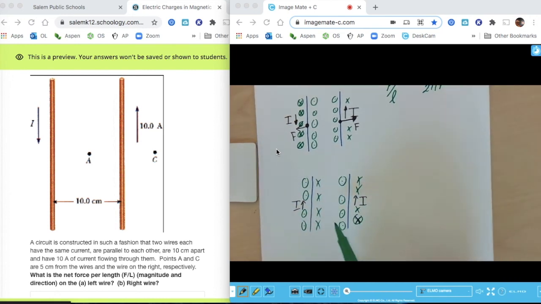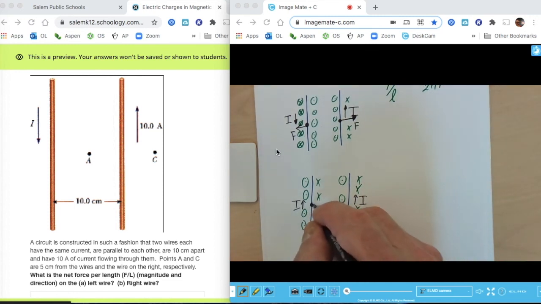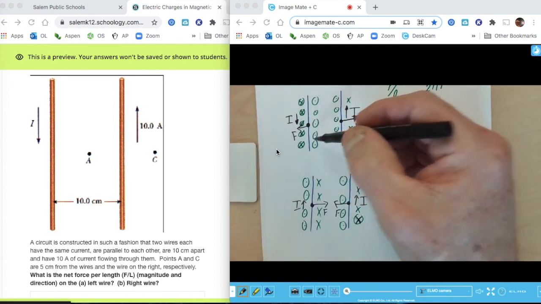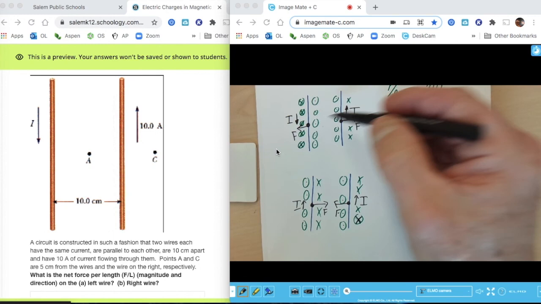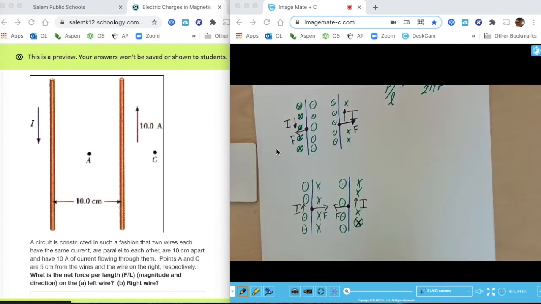So when the currents are in the same direction, you get opposed B fields in between the wires, opposed magnetic fields, which attract each other. So when the current is in the same direction, the forces are attractive. And when the currents are in opposite directions, the forces are repulsive. Okay? And that's all there is to it.